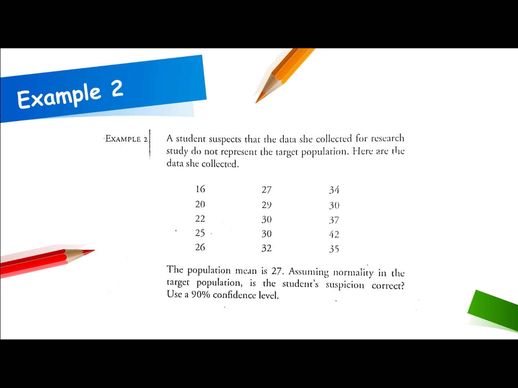Here are the data she collected: 16, 20, 22, 25, 26, 27, 29, 30, 30, 32, 34, 30, 37, 42, 35. The population mean is 27. Assuming normality in the target population, is the student's suspicion correct? Use a 90% confidence level.